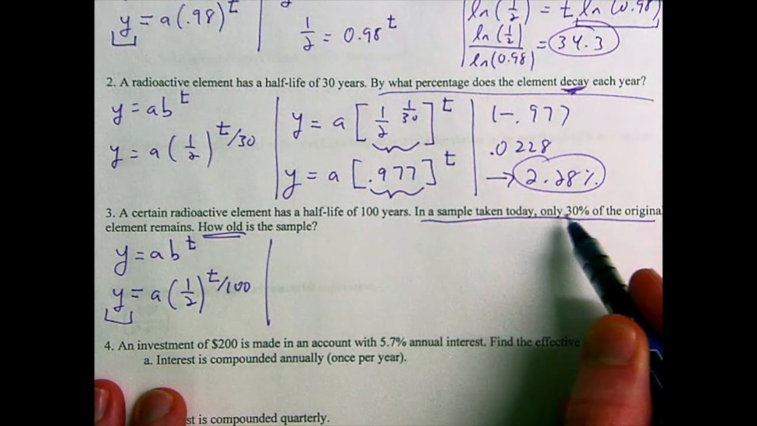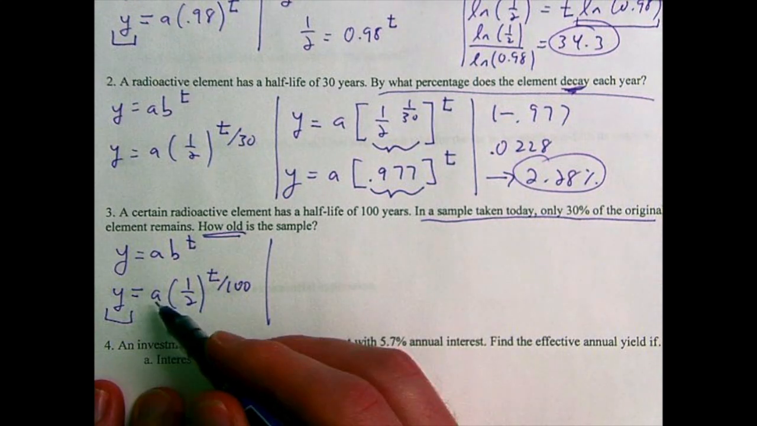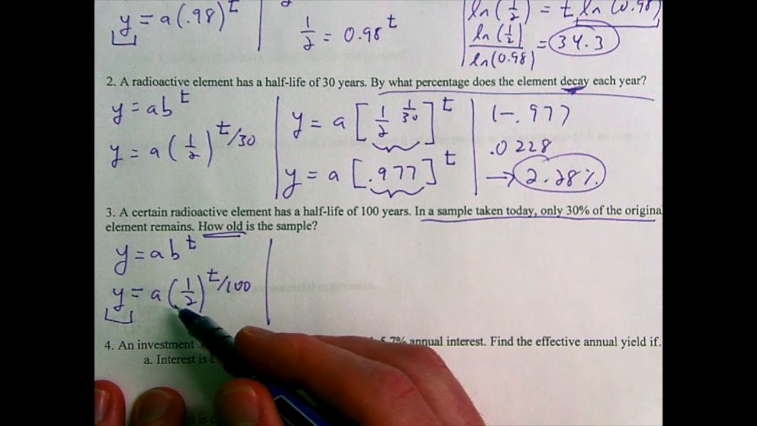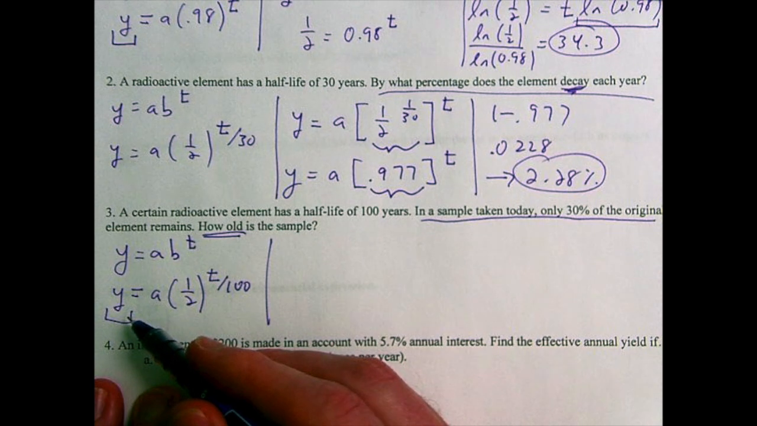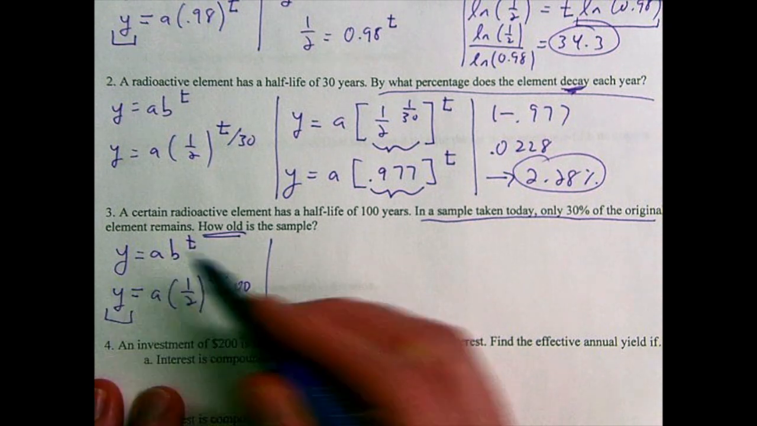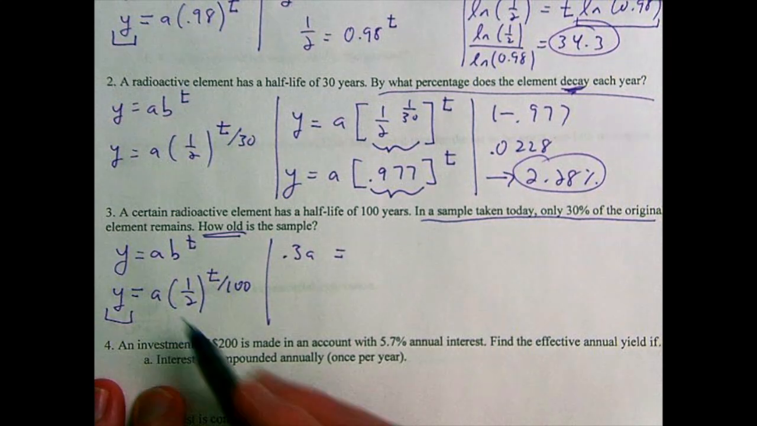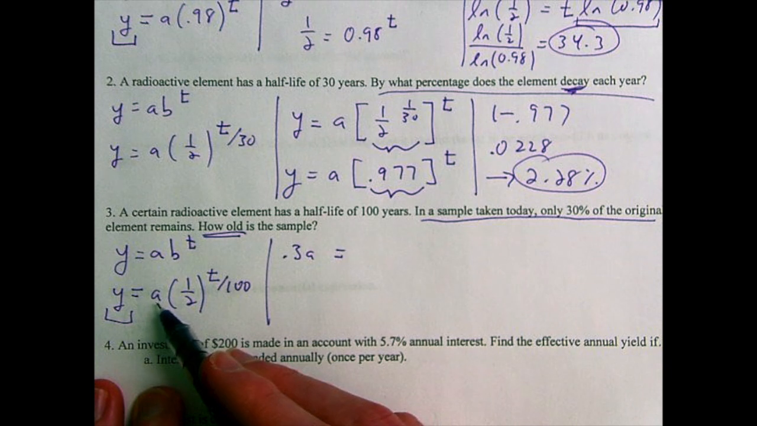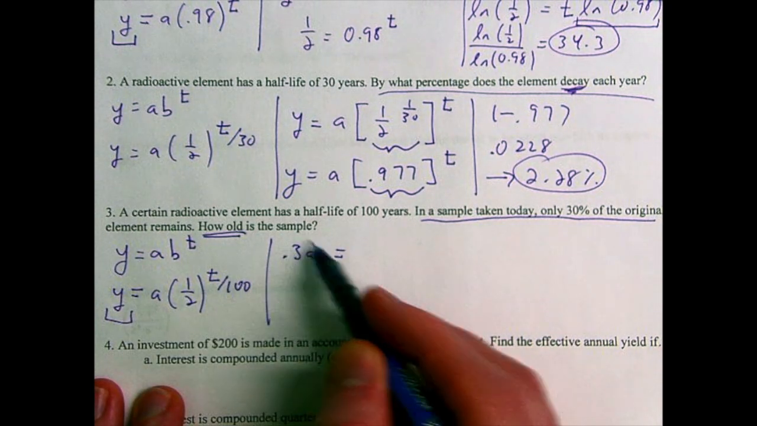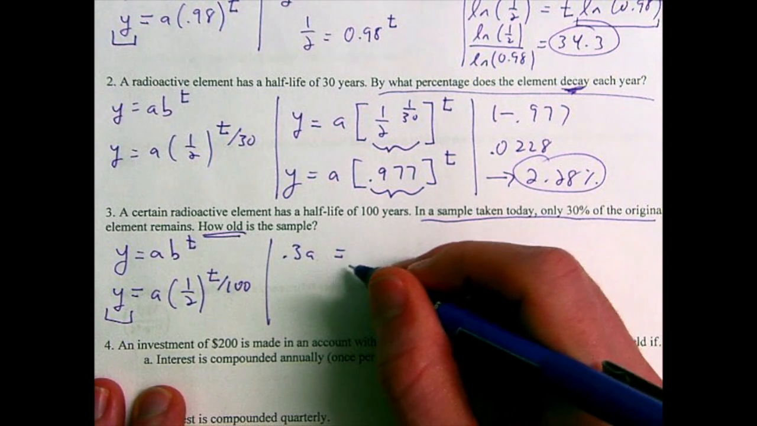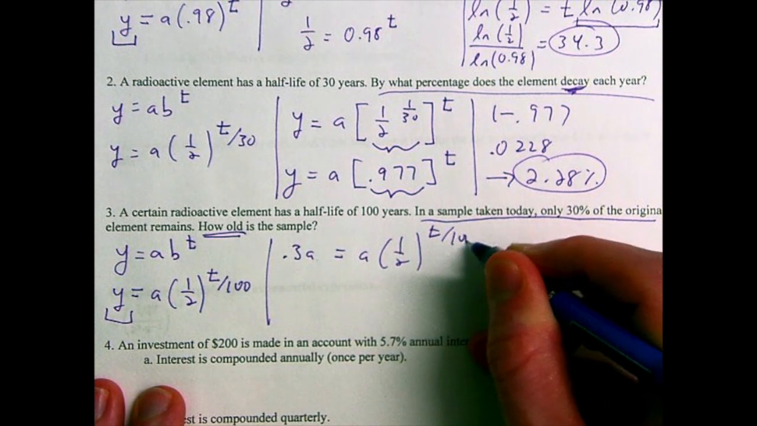It says, in a sample taken today, only 30% of the original element remains. Well, look, the amount of original element is represented by a, okay? So if the current amount is 30% of the original element, that means that the current amount, y, is 0.3a. Do you follow that argument? A is the original amount, and if we now have 30% of the original amount, then that means the current amount is 0.3 times the original amount, in other words, 0.3a. So we can replace y with 0.3a, leaving the right-hand side of the equation alone.